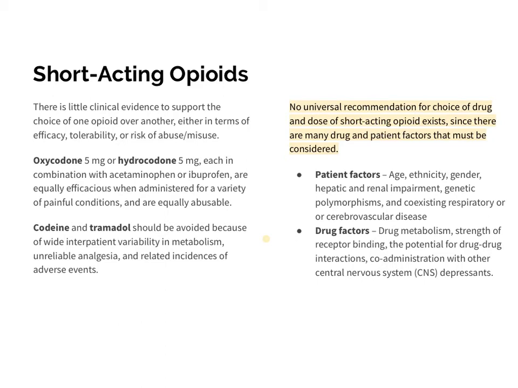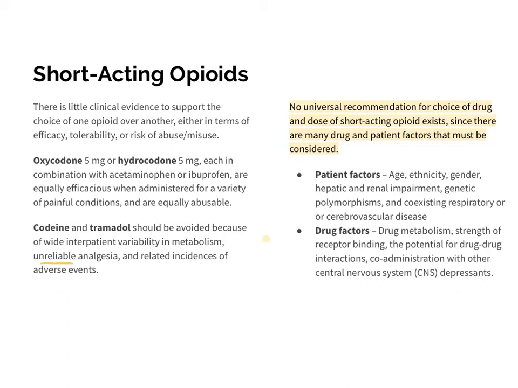You really should avoid codeine and tramadol for pain relief, especially moderate to severe pain relief, just because there's a wide interpatient variability in metabolism of these two drugs. They don't really provide reliable analgesia, and there's a lot of adverse events associated with these two.